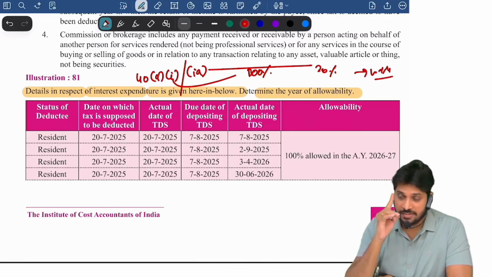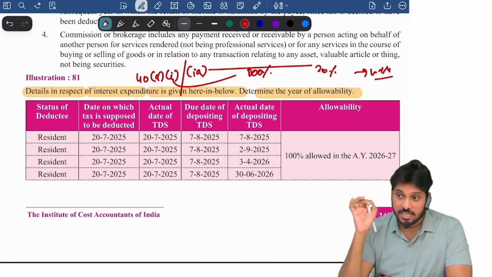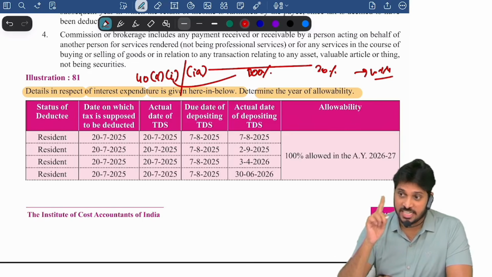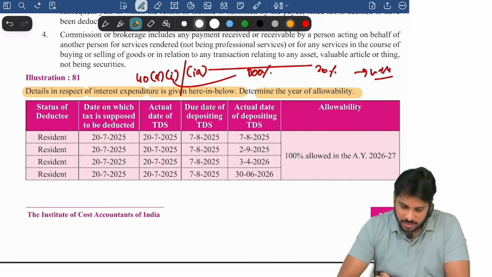Remember, if the deduction is in the current previous year and remittance of TDS is within the due date for filing IT return, then you will get full deduction. If deduction is not in the current year, or deduction is in the current year but remittance is not within the due date for filing IT return, then you will not get 30% deduction in case it is payment to a resident. In case of non-resident, 100% you will not get deduction. Correct? Now you see.